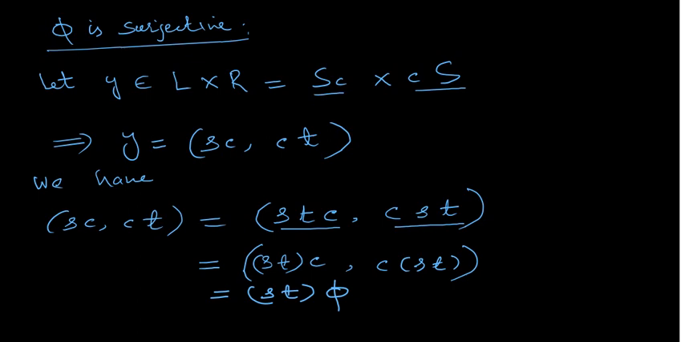by definition of phi. So that means for any y in L cross R, I have an element ST which is in S such that image of that ST is equal to y. y means SCCT. तो इसकी इमेज आपको मिल गई, इसकी प्री इमेज आपको मिल गई. So therefore this phi is also surjective.